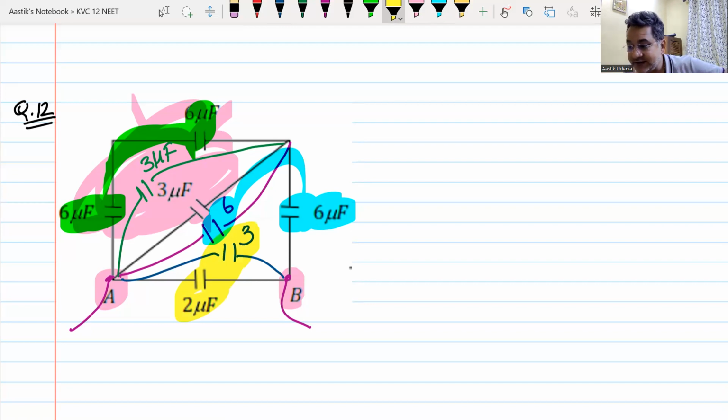Do we understand this? Yes, sir. The first two 6 are in series. Then that 6 and 6 in series becomes 3. 3 and 3 are in parallel, becomes 6. 6 and 6 are in series, it again becomes 3. 3 and 2 are in parallel, it becomes 5. So we are doing the series parallel combination.